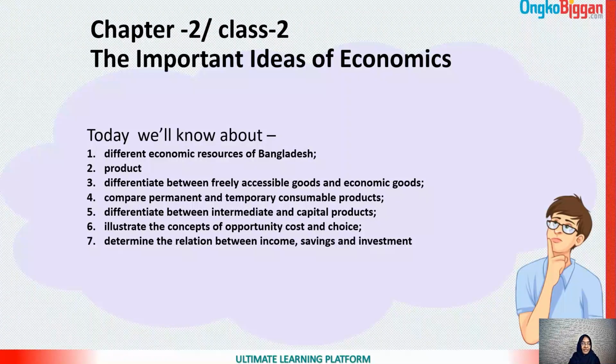Hello students, this is class 2, the important ideas of economics. From this class we will know about the different economic resources of Bangladesh, differentiate between freely accessible goods and economic goods, compare permanent and temporary consumable goods, differentiate between intermediate and capital goods, illustrate the concepts of opportunity cost and choice, and determine the relationship between income, savings and investment. So let's go.